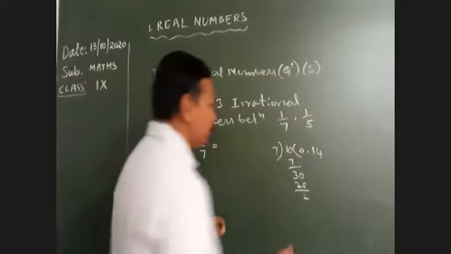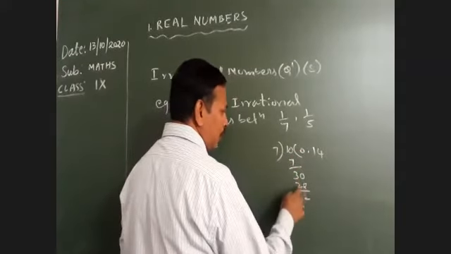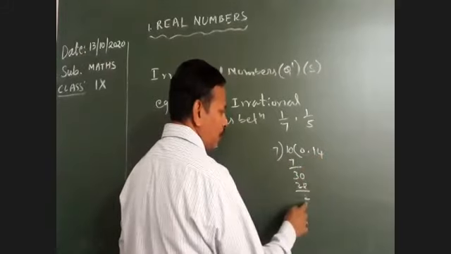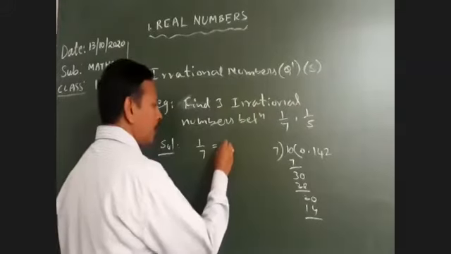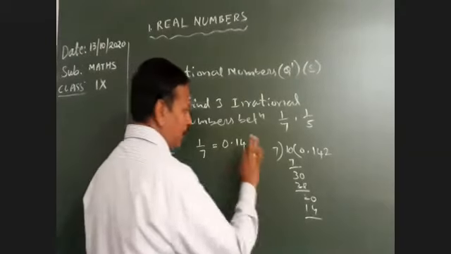7 1 7. 3 remaining here, 30. 7 4s are 28. 2 left. Again 0. 7 2s are 14. So it goes on like that. Roughly we will take it here as 0.14. I am taking roughly.